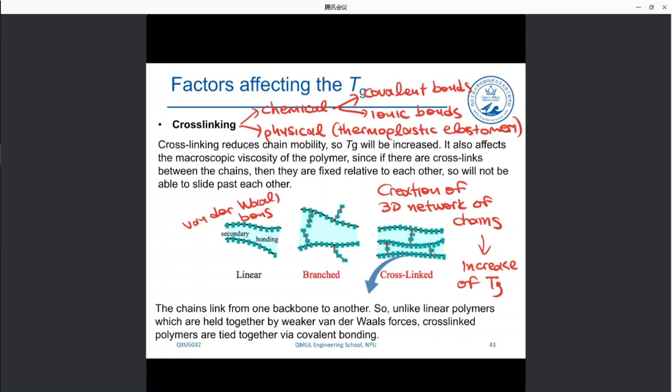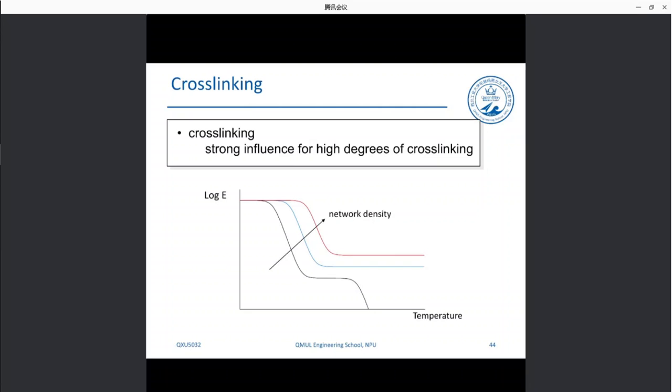And finally, with the cross-linked chains, we have a creation of a 3D network of chains. We have creation of bonds, either physical or chemical, which are harder to break, and that leads to an increase of the glass transition temperature. Okay, so as we said, cross-linking affects significantly the glass transition temperature of elastomers or epoxies, or materials in general, with increasing network density or increasing cross-linking.